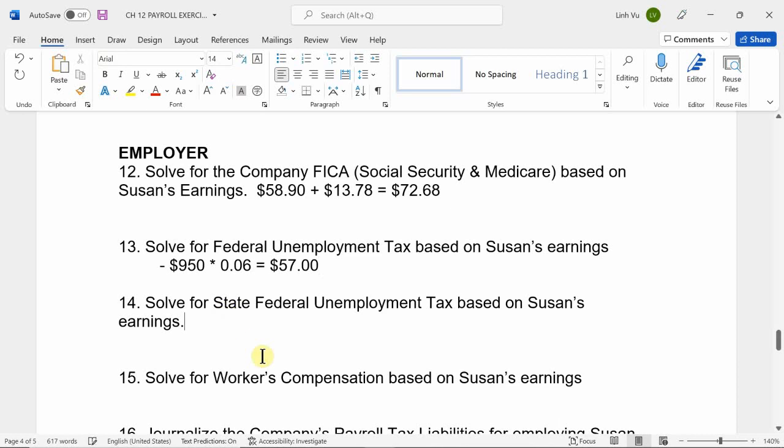Okay, what is state unemployment? The federal unemployment was 6 percent and state was 3 percent. Good. 950 times 3 percent is 28.5.